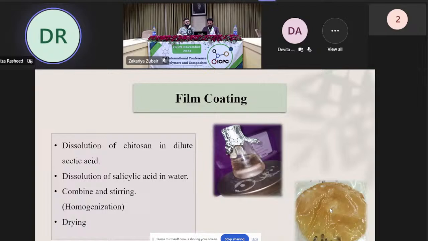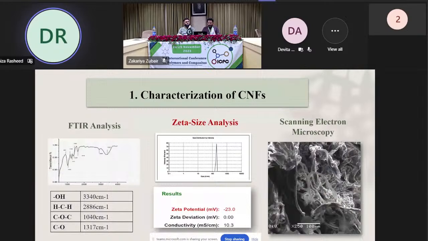And then we added salicylic acid, and both of these solutions were combined and homogenized together, and then we did a coating, and the films were dried afterwards. After coating, we did characterization of our films and also of the different types of cellulose nanofibers that we have produced.